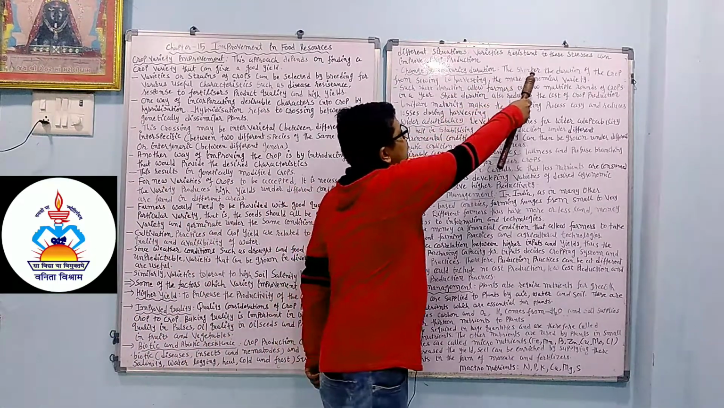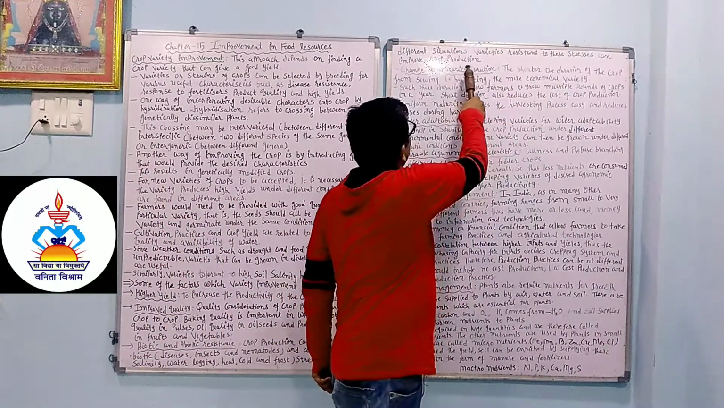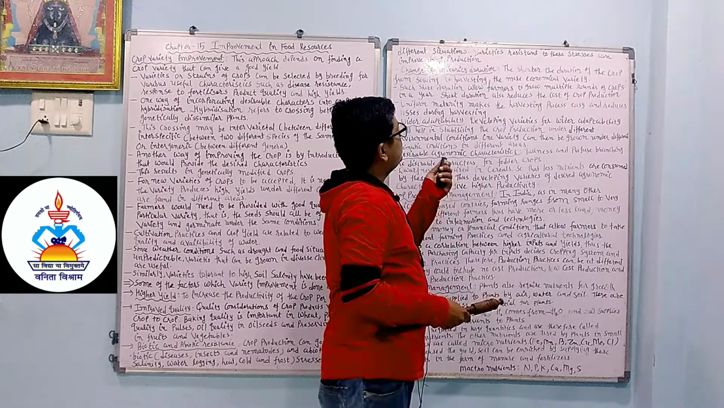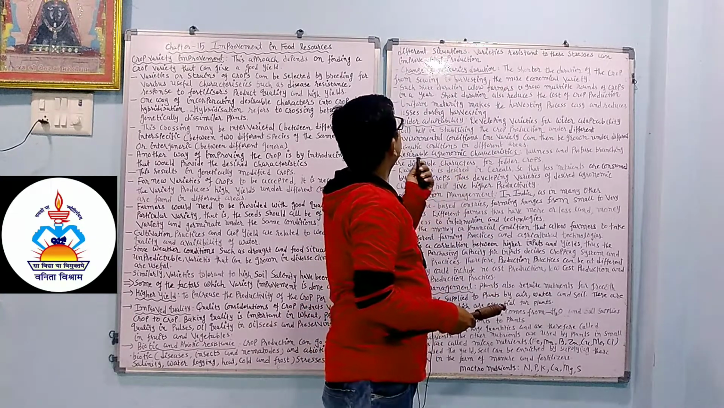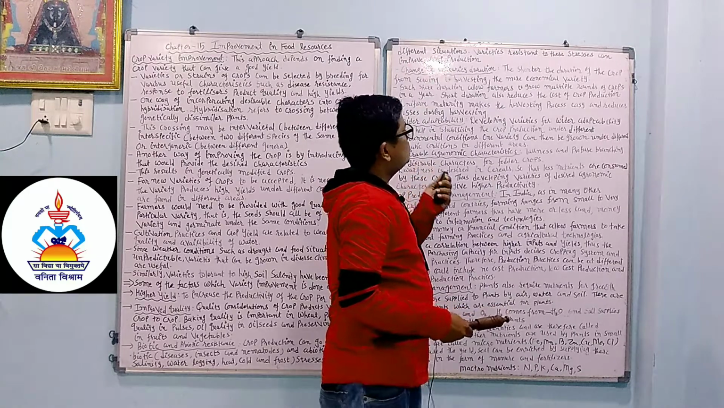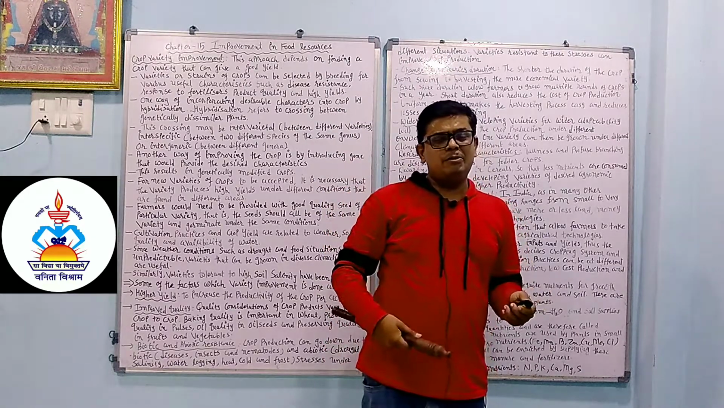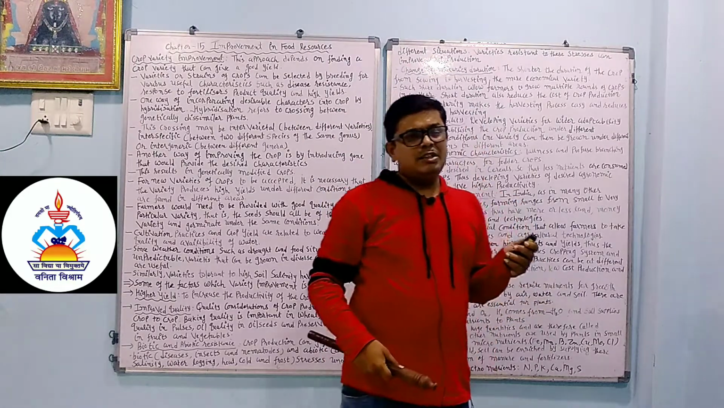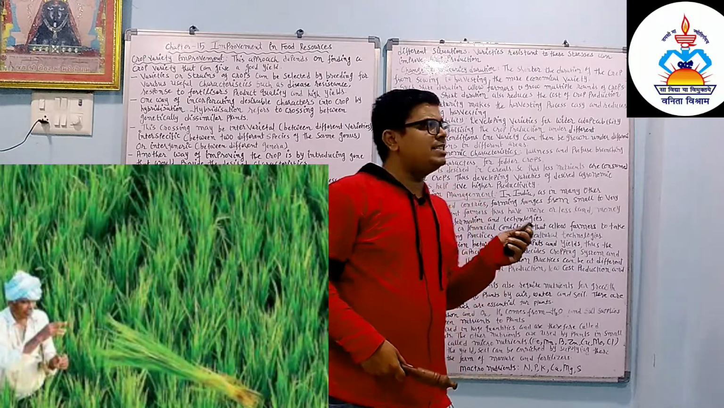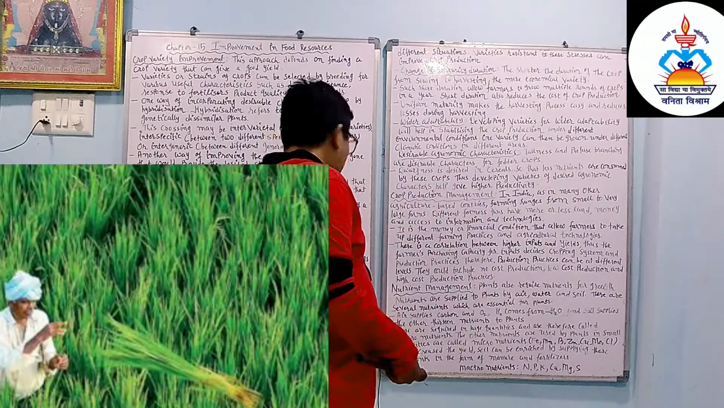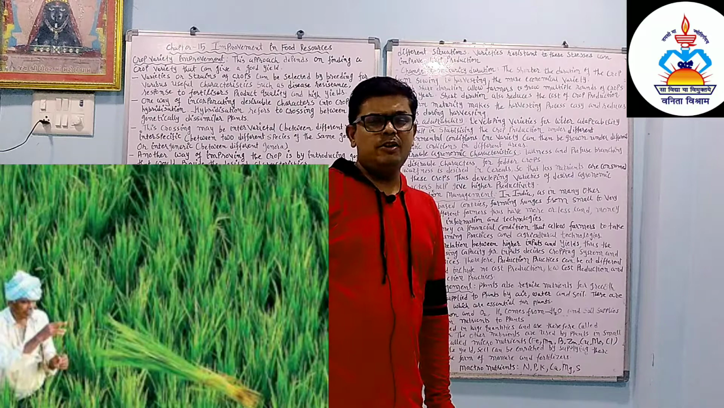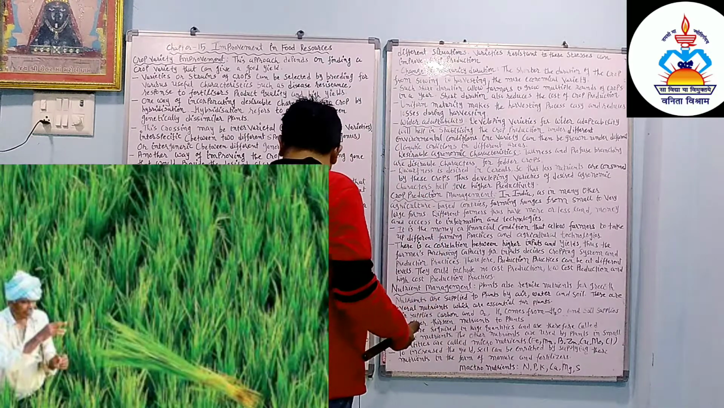Varieties resistant to these stresses can improve crop production. So if we develop different types of crop varieties, then these crops should resist these abiotic components as well as the biotic components.